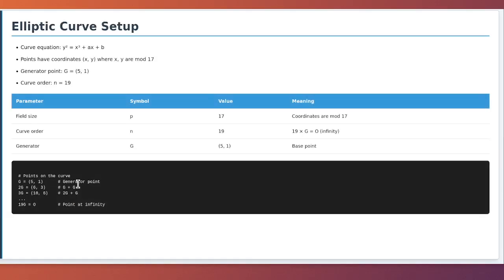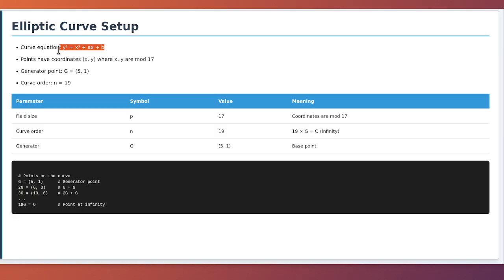Elliptic curve introduction. An elliptic curve is a mathematical curve defined by an equation. The standard form is y squared equals x cubed plus a times x plus b. Despite their name, elliptic curves are not ellipses. They have a distinctive curved shape. In regular mathematics, you could draw this on graph paper as a smooth, continuous curve.